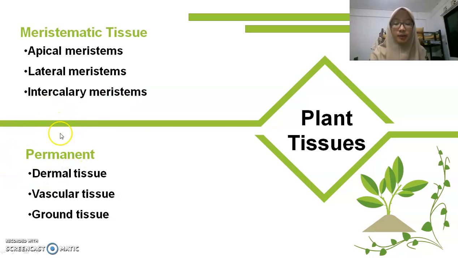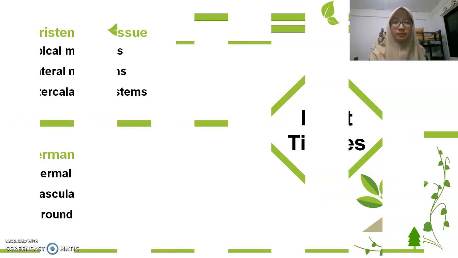Then, the differentiated tissue falls into three main types of permanent tissues: dermal tissue, vascular tissue, and ground tissue. Dermal tissue covers and protects the plant. Then, vascular tissue transports water, minerals, and sugar to different parts of the plant. Then, ground tissue serves as a site of photosynthesis, provides a supporting matrix for the vascular tissue, and helps to store water and sugar.